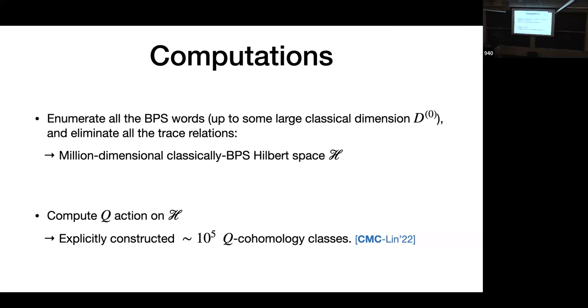And then we can try to compute how Q acts on this Hilbert space. We know how Q acts on a single letter. We also know Q acting on composites would just obey Leibniz rules, and then we would know how Q acts on every operator in this Hilbert space. Using this, we explicitly constructed roughly 10 to the 5 cohomology classes.